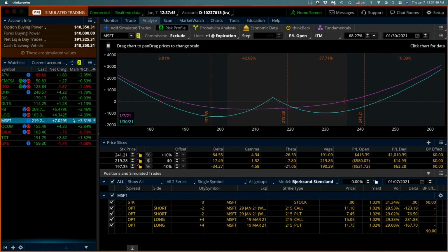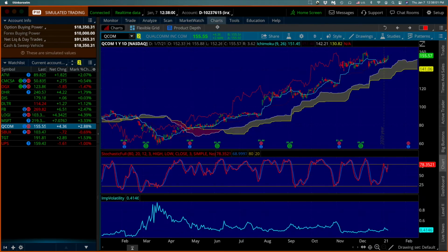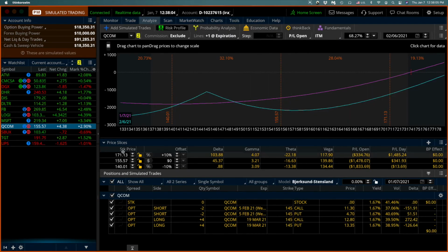Let's go to Microsoft. January 29th, plenty of time for that. Let's leave it alone. Same with Qualcomm. That looks really good. I bet it's going to go over my smiley face, and if it does, we will make money on that one, on the upside.